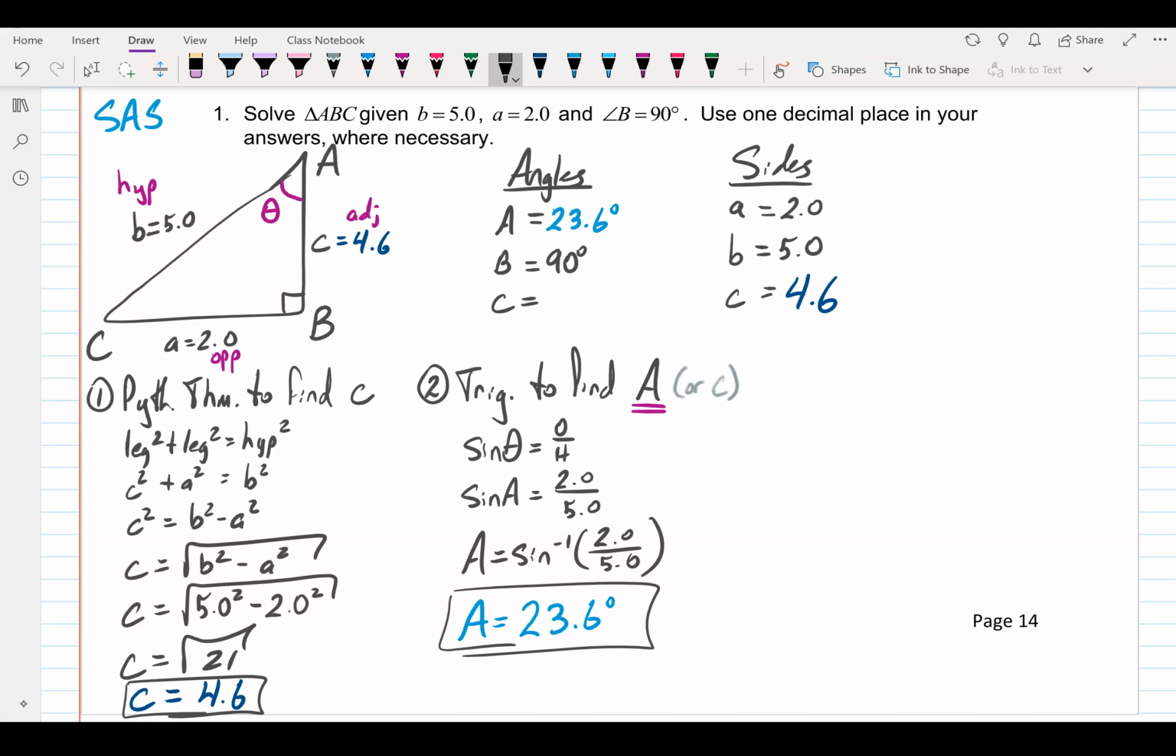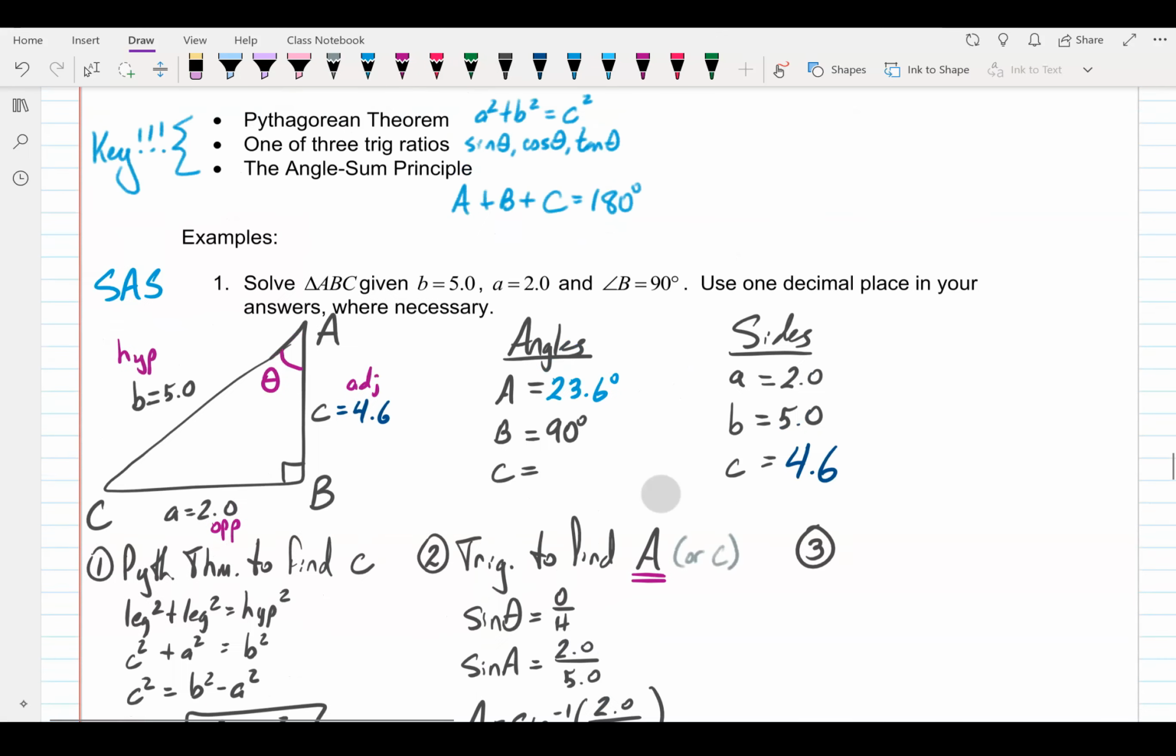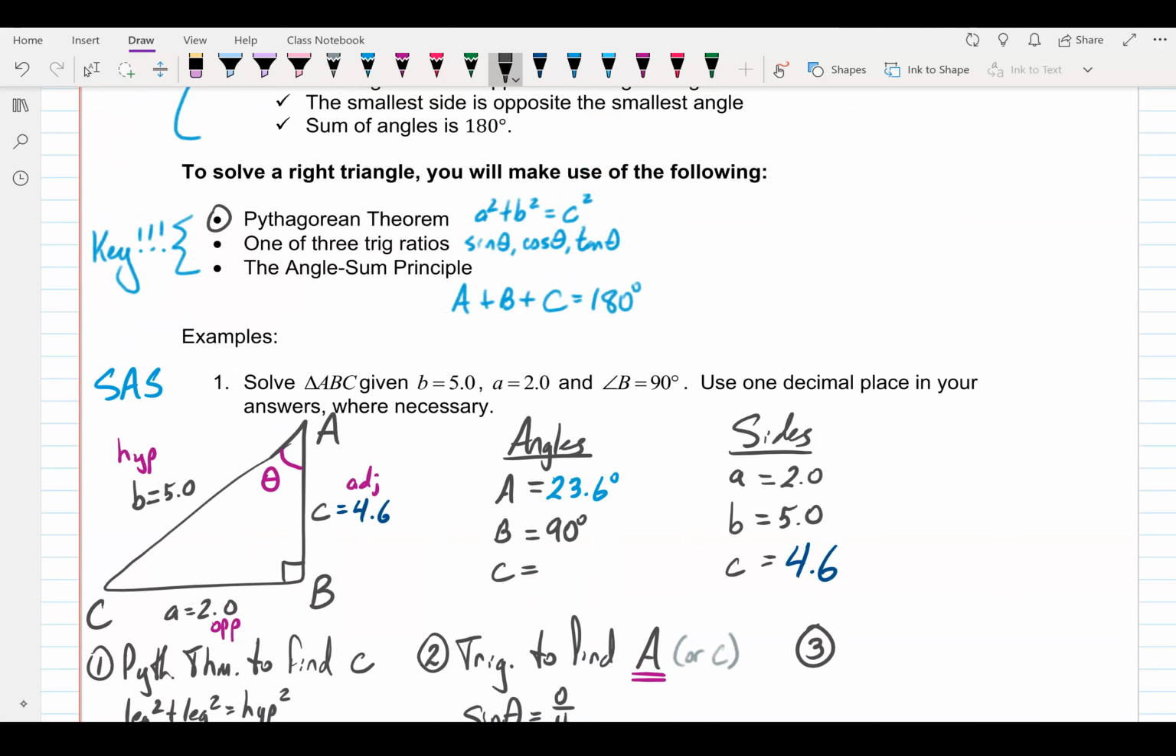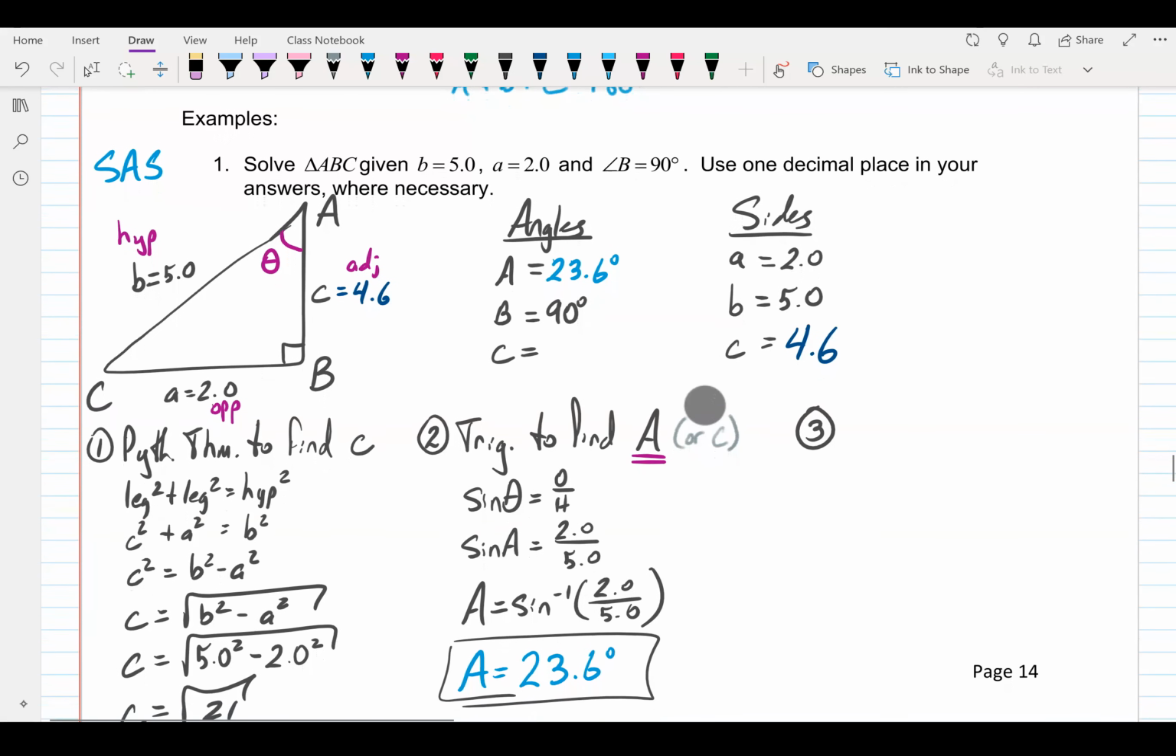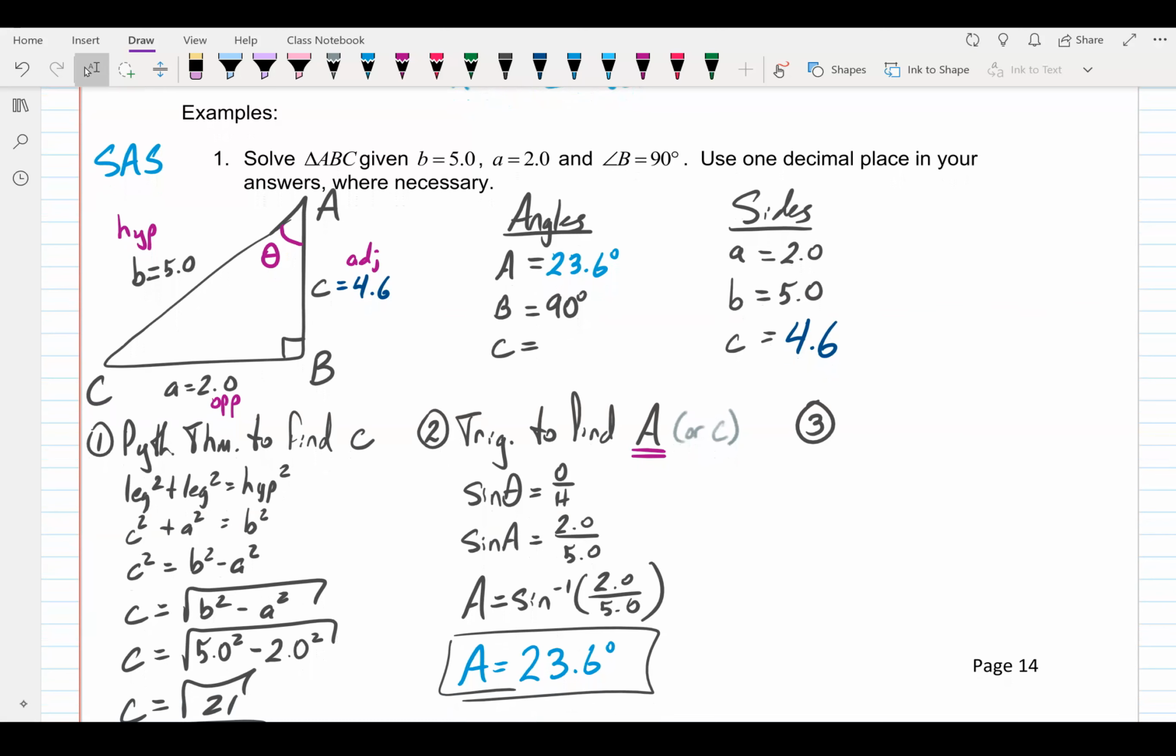Now our third step, what are we missing? Well, let's take a look at this. We have all of our sides, all good over here. We have two of our angles. What property have we not used yet? Well, we go up the page and we say, we've used Pythagoras, we've used a trig ratio. We should be able to use the angle sum principle next. So the angle sum principle means we add all the angles up, they'll get 180. So I'm just going to use the angle sum principle. So there we go, that's the angle sum principle. We know A, we know B, and we're just looking for C.